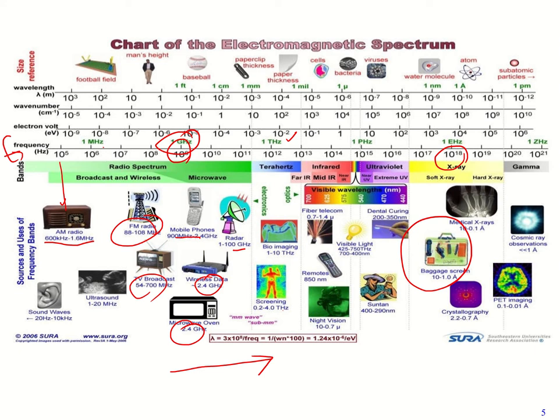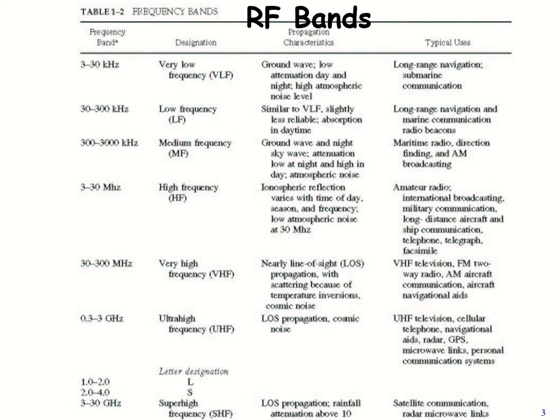So these are just the bands and the different applications for each band. Usually 3 to 30 kilohertz we call the very low frequency band, then 30 to 300 kilohertz low frequency, and similarly the other ranges. 30 to 300 megahertz is very high frequency, and then super high frequencies like that. Just different bands and different applications.